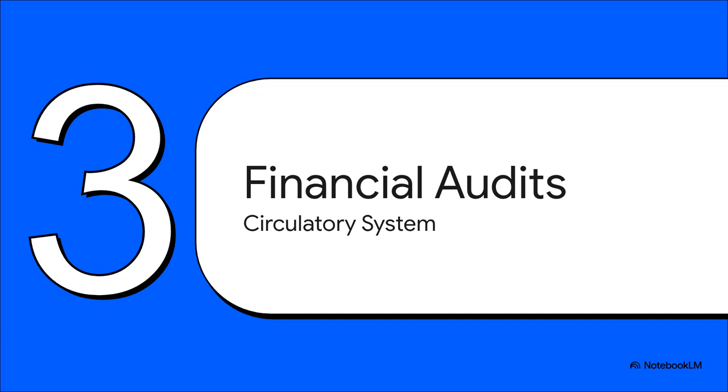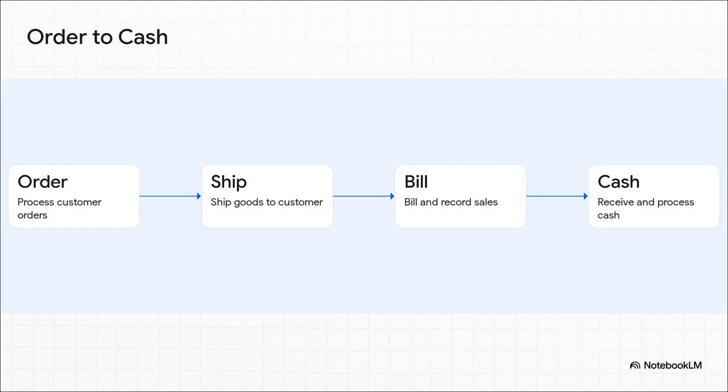Okay, on to Pillar 3, financial audits. We're calling this the circulatory system. This is all about the circulatory system of cash flow. Now, internal auditors aren't doing a massive full-scale financial statement review here. Instead, they zoom in on specific functional cycles, like this 4-step order to cash flow. They're checking internal controls step by step, making absolutely sure the lifeblood of the company is flowing accurately.